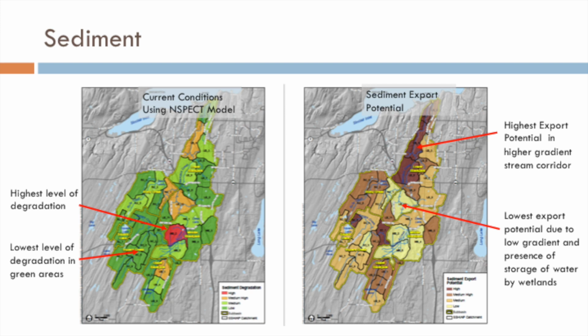So this is a way to look at where in the landscape you have the ability to retain sediment and trap it. This is the NSPEC model, which is a NOAA model, and this looks at actual conditions based on running essentially a simple HSPF type model. They're looking at water flow patterns and how altered the areas are, so this red area would have the highest degree of alteration, the green less so, and these tan areas moderate.